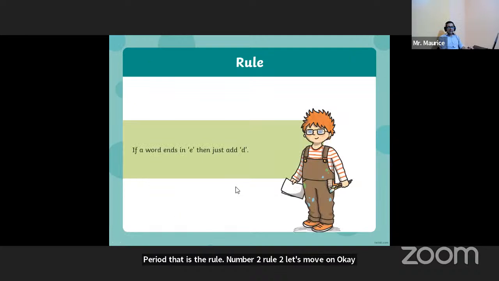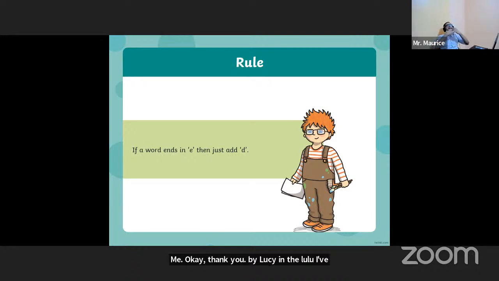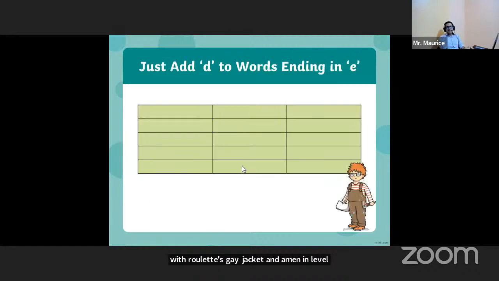Maria Luis, could you please read this for me? If a word ends in e, add d. Thank you. For the next rule, regular verbs that already end in the vowel e, we simply add the d. For example, hope. The past, hoped.